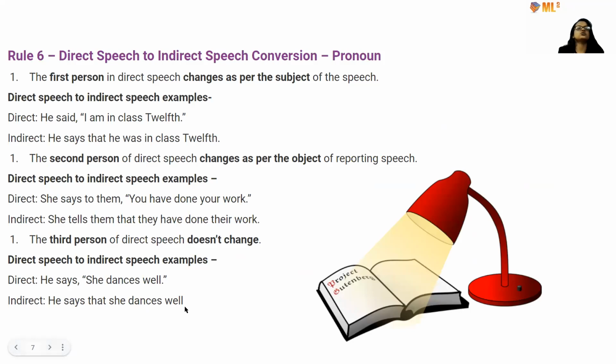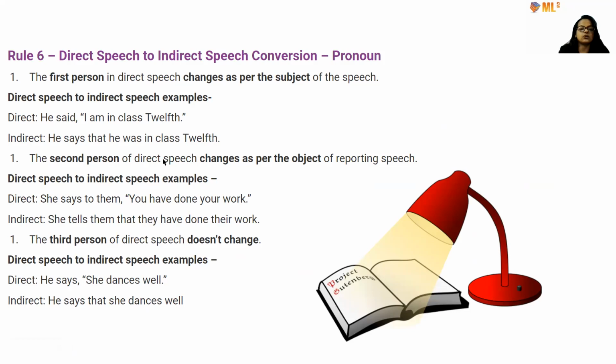Now direct speech to indirect speech conversion. What will be the rule for pronouns here? The first person in direct speech changes as per the subject of the speech. For example, he said, I am in class 12th. In indirect speech, he said that he was in class 12th.